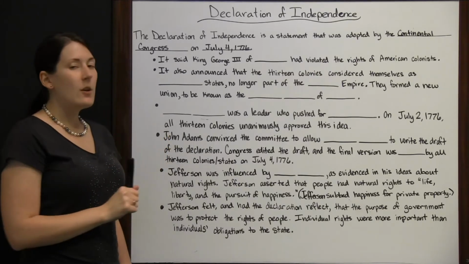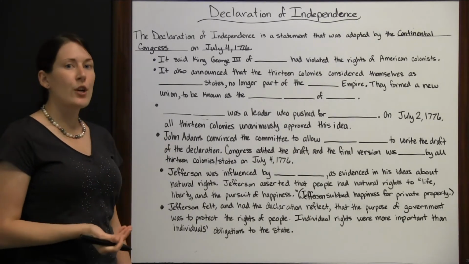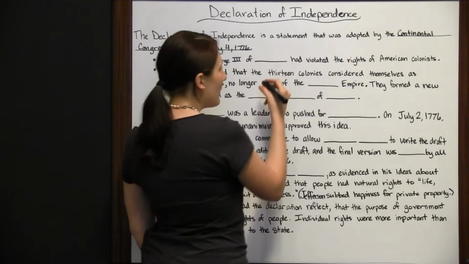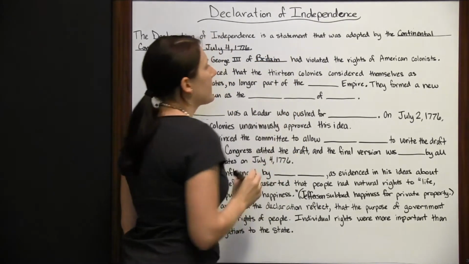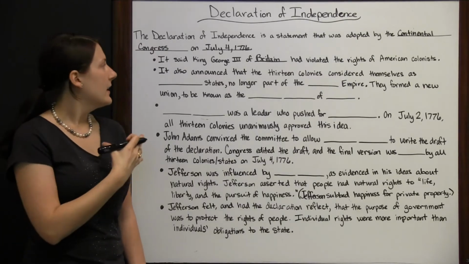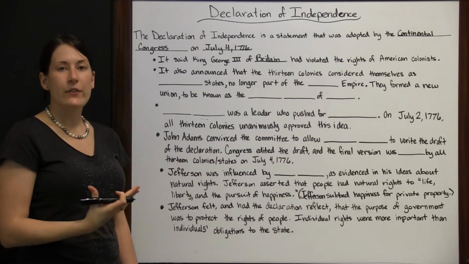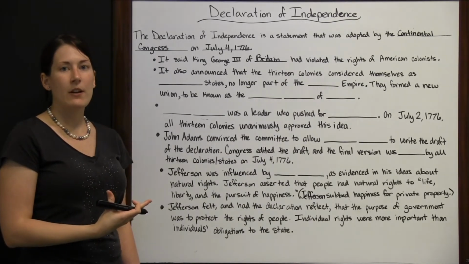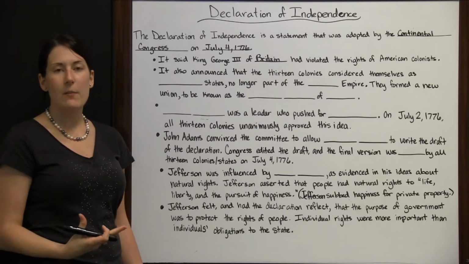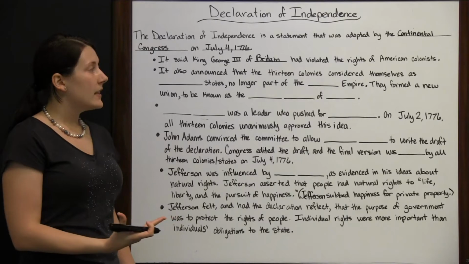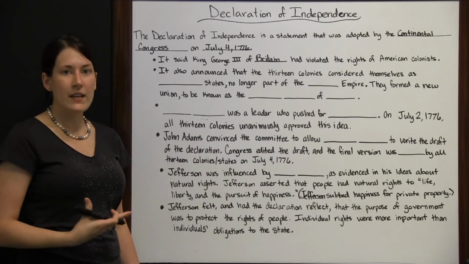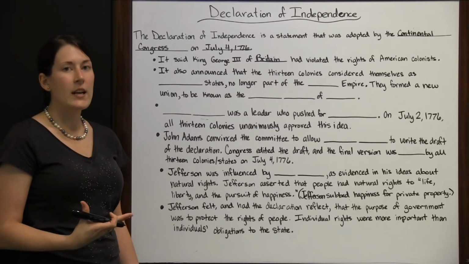Now, the Declaration of Independence said that King George III of Britain had violated the rights of American colonists. He had put into effect different laws and taxes on the American colonists that seemed unfair to them and took away some of their rights. So the Continental Congress convened to try to come up with a solution.